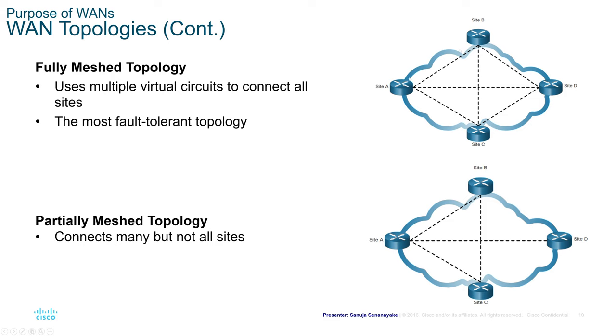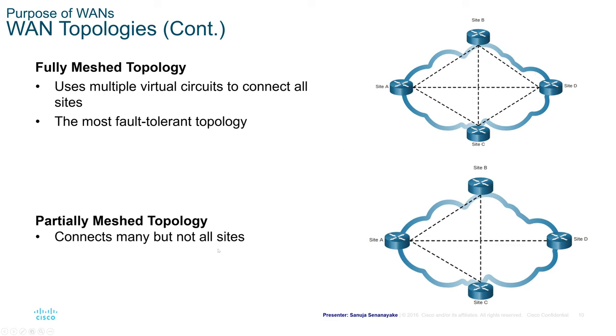So this router, for example the site A router, if it needs to reach the site B router, it has multiple paths to reach it. It can reach it through like this, like that, like that, like that. So it has multiple connections. The fully meshed topology is interconnected to each other in many different ways.